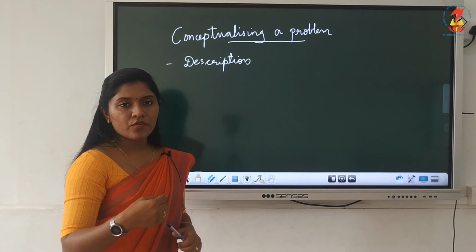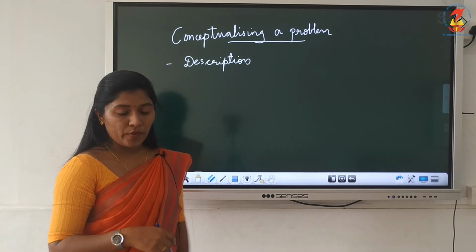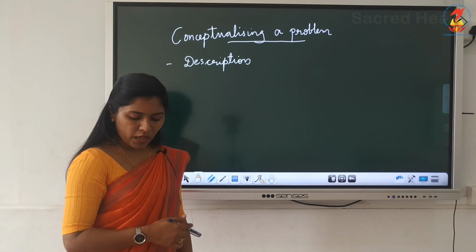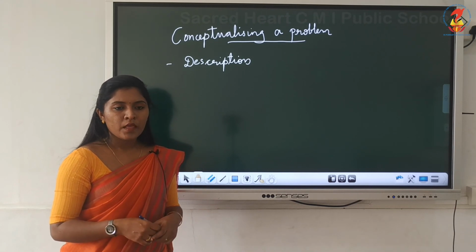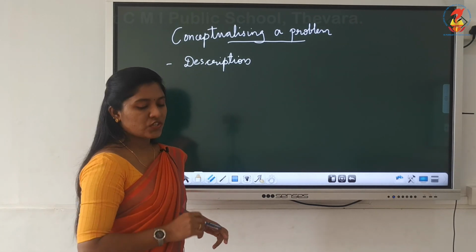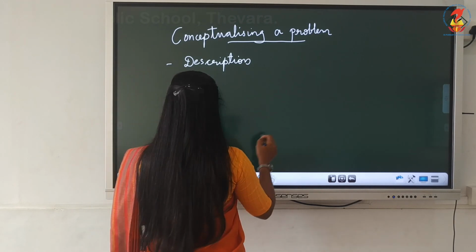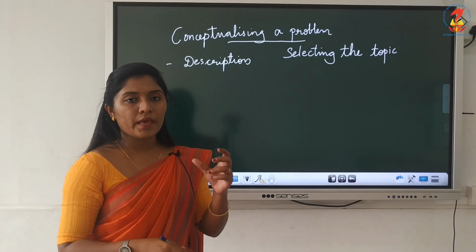Suppose I am interested in learning about aggressive behavior which leads to violence. Maybe I want to know about how children become violent when they watch violent television programs. Then conceptualizing a problem includes selecting the topic. First of all, you need to select the topic you want to research on. Then you need to make a research statement.